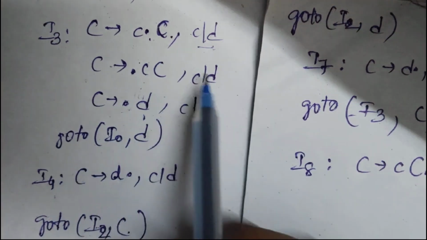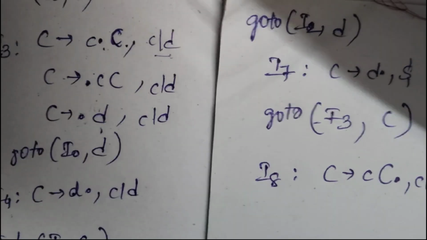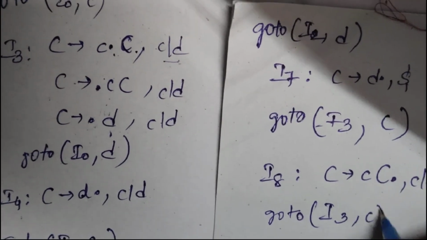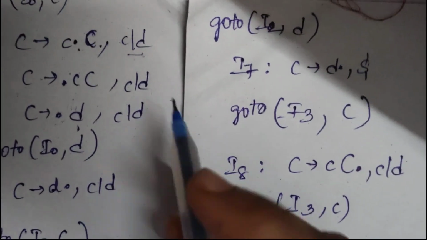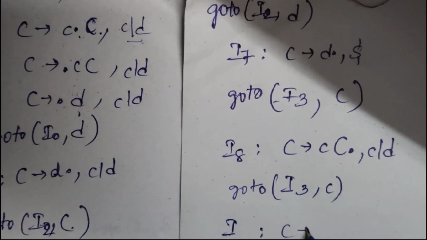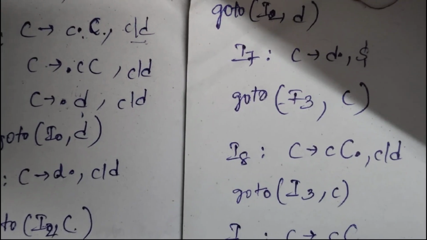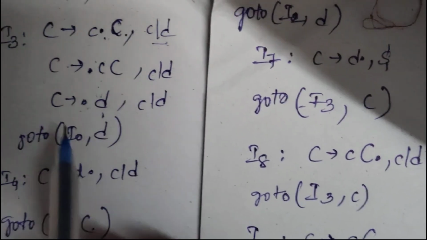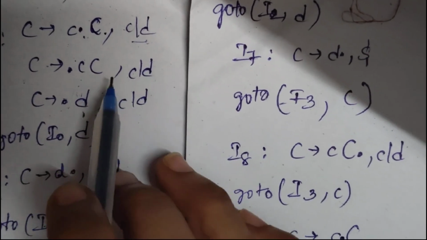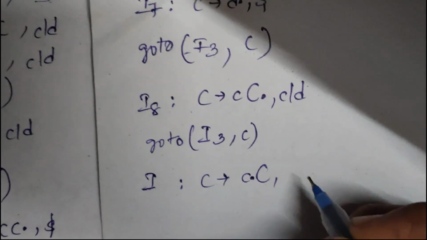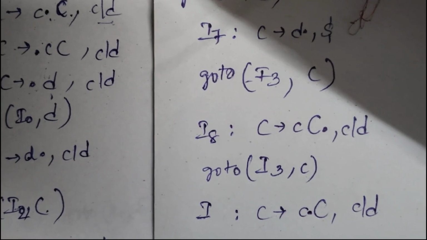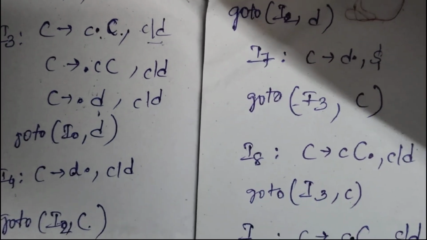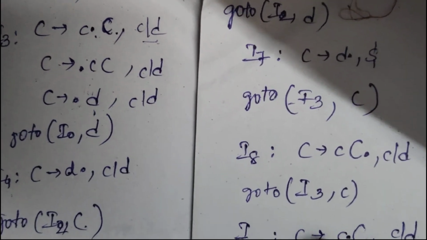Again go to I3. We are done with the capital C. Next we need to go with the small c. So go to I3 comma small c. This dot will be shifted here. So capital C produces c. This dot will be shifted here, and as we are just shifting the dots, we can write the look ahead symbol as it is. I think we'll get the same prediction as I3. So we can write this as I3 only, because we are getting the same.